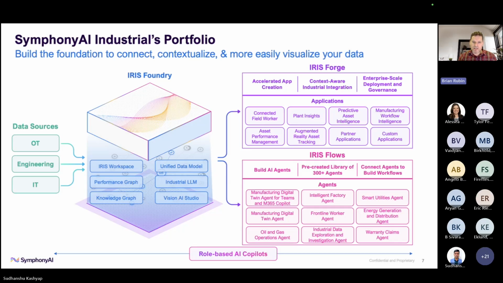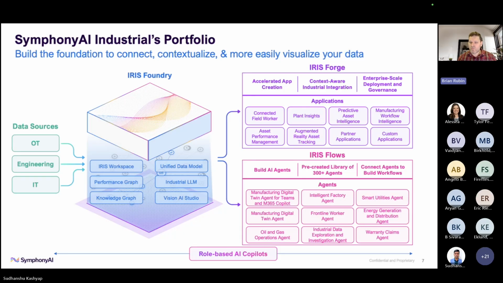So we unify the data using the unified data model, leveraging the industrial LLM to help us unify the data. We have these performance graphs and knowledge graphs that give us a visual representation of our data and our organizations that helps us figure out what analytics we can build. But what we will focus on today is more on the right, which is the Iris Flows. On top of it, we have the Iris Forge. We will be doing a webinar on Iris Forge in the next few weeks, I believe, just to touch on that briefly.